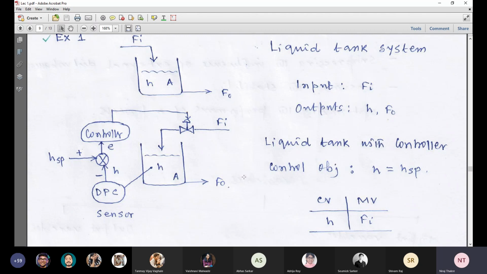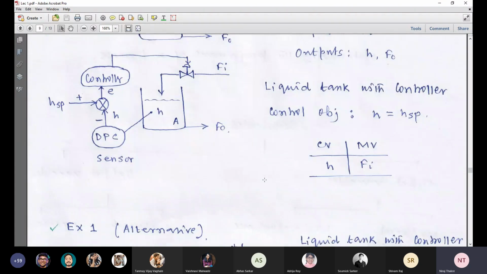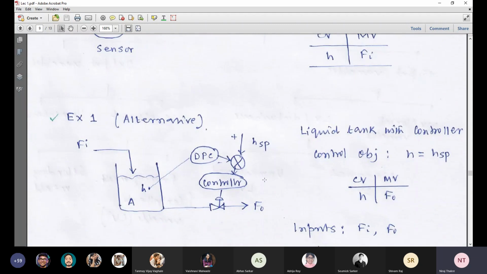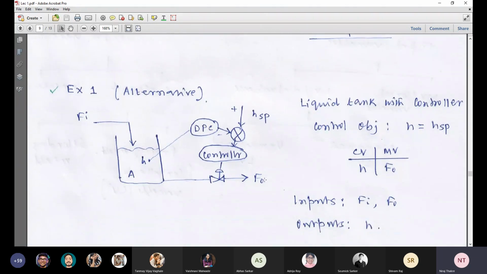I think one of your friends mentioned in the last class that instead of F0, we can use Fi as manipulated variable. And I said in the last class that we will discuss this issue later. So this is the discussion. To control this height, you can manipulate either Fi or F0 because they are directly correlated. In fact, I am going to discuss it in the next example. You just draw it. I think it's straightforward. You can easily understand this.